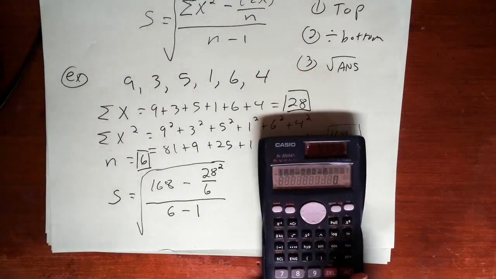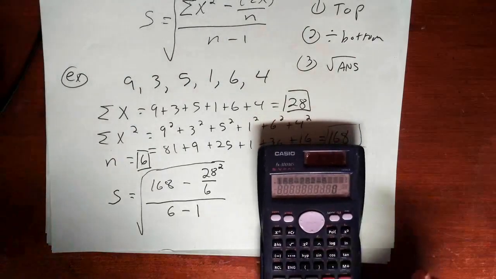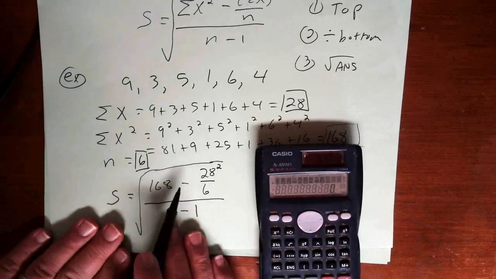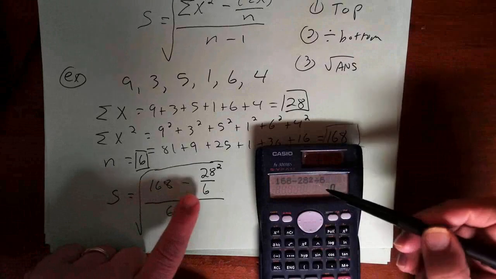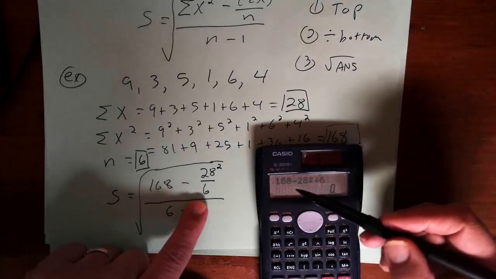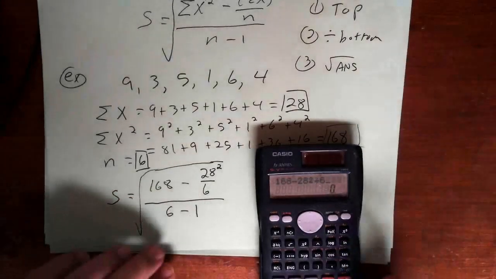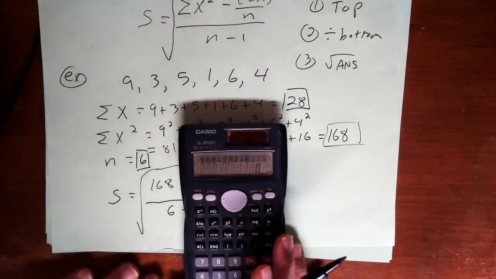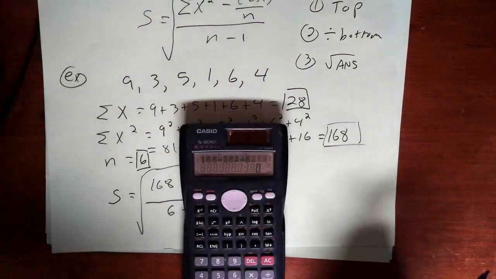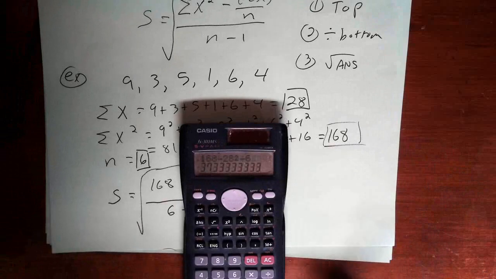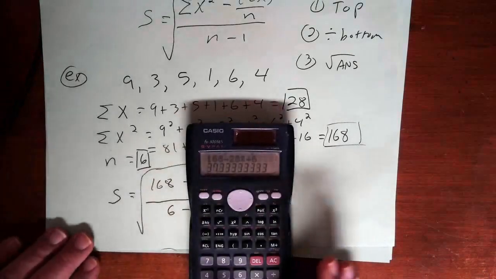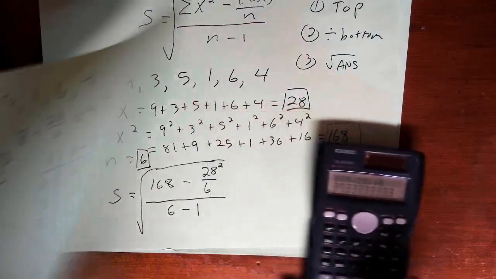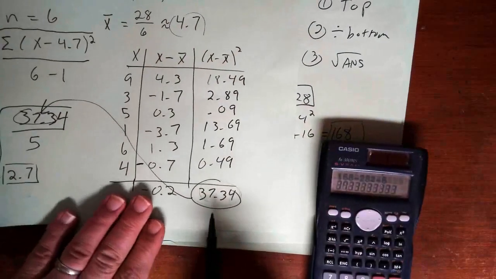You don't need any parentheses or anything like that, because when you look at this, you want it to square the 28 first, then divide, and then subtract. That's exactly the order the calculator is going to do it, because the calculator follows the order of operations. So I hit equals, and that's what I get, 37.3 repeating, which is the same as this number on the table.